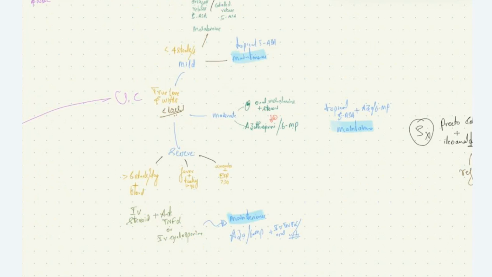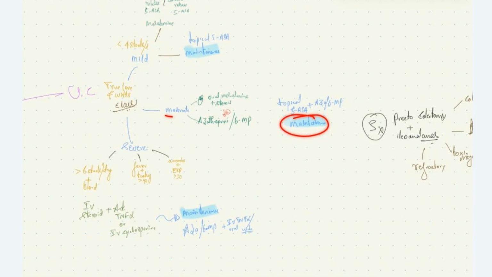In patients with moderate disease, we give oral mesalamine with steroids. Here we don't give steroids only in mild disease; in moderate disease we add on steroids. And if the patient is refractory to oral mesalamine and steroid, we can give azathioprine or 6-mercaptopurine. And also for maintenance, in case of moderate disease, we give topical 5-ASA and azathioprine or mercaptopurine. Here we only give topical 5-ASA in mild disease. In moderate, we add on azathioprine and 6-mercaptopurine.